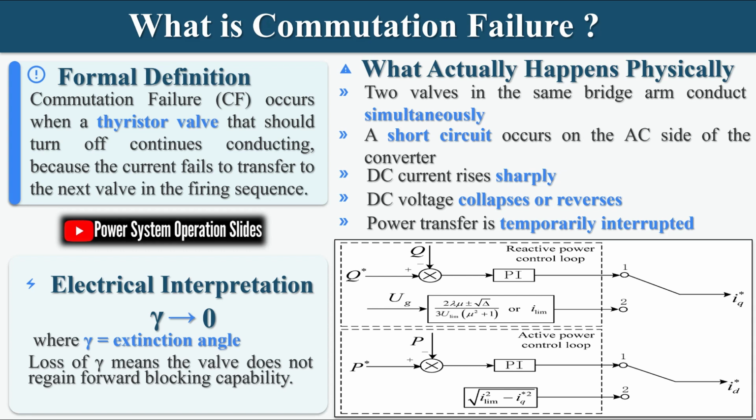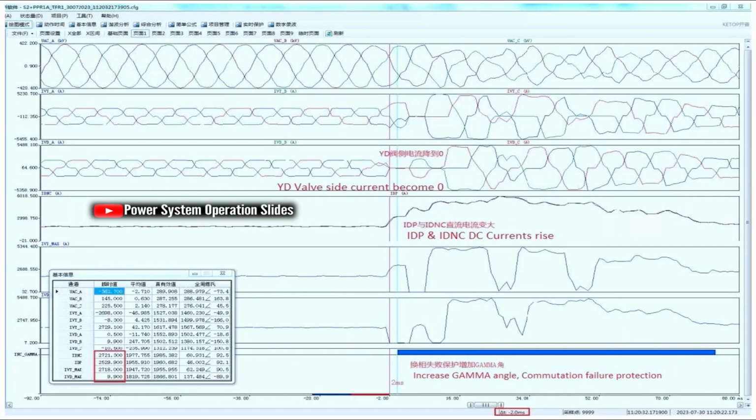Understanding the fundamentals of commutation, the causes and impacts of CF, and implementing appropriate mitigation strategies is essential for ensuring reliable operation of HVDC facilities. Fundamentals and causes of commutation failure.